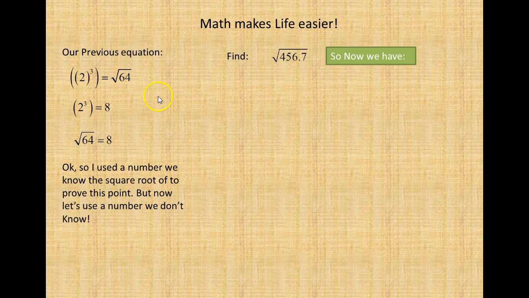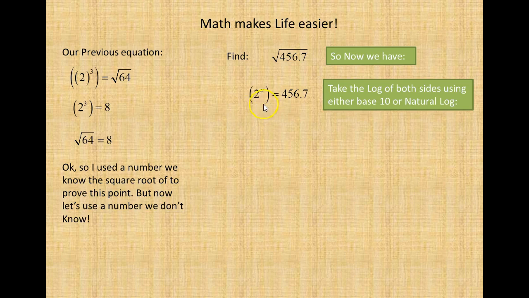Find the square root of 456.7. So now we have 2 raised to the power of x is equal to 456.7. I said the power of x because I don't know what that number is. See, here I knew it was 3. That's the number I needed. But here I don't know what the number is for 456.7. So I use an unknown variable, x.